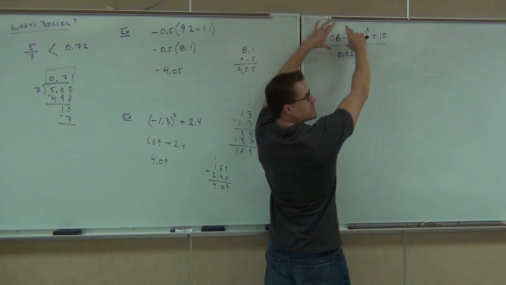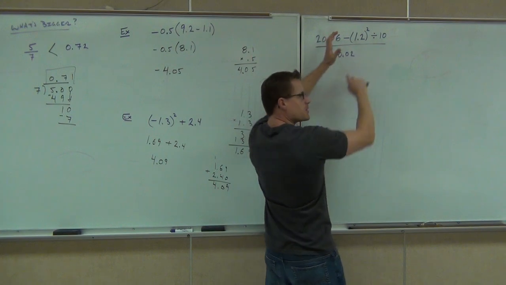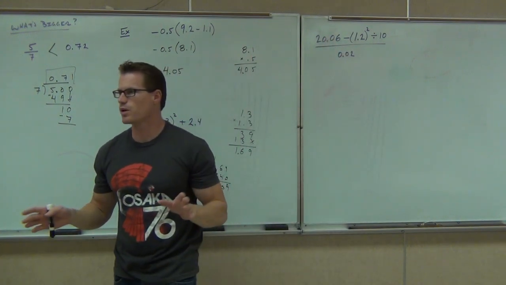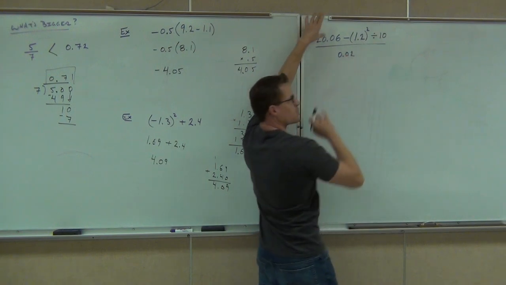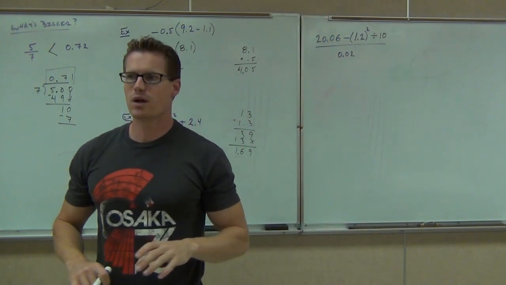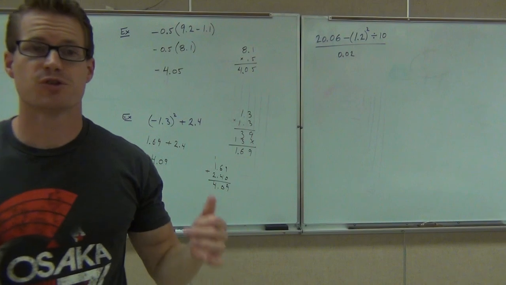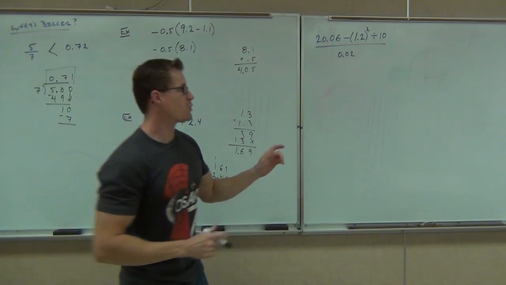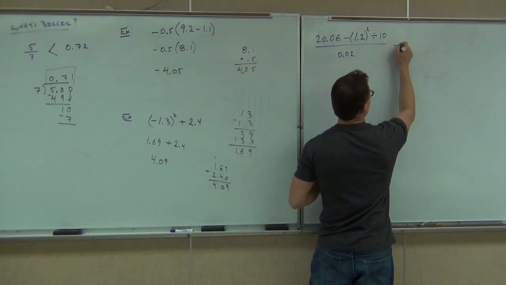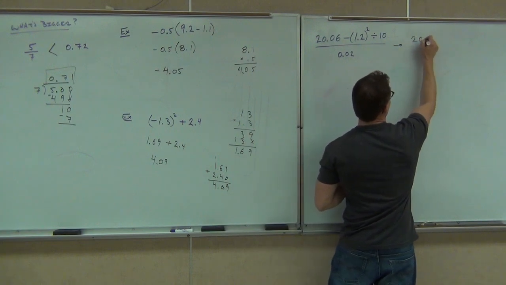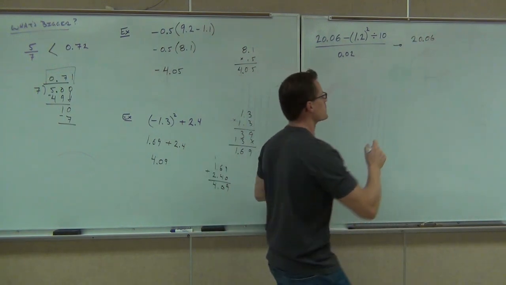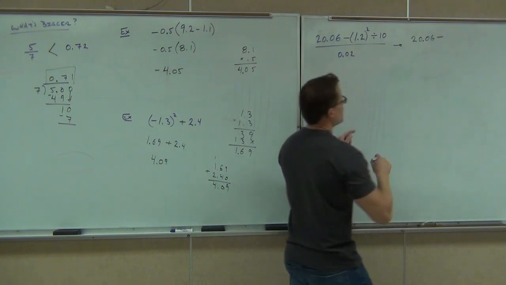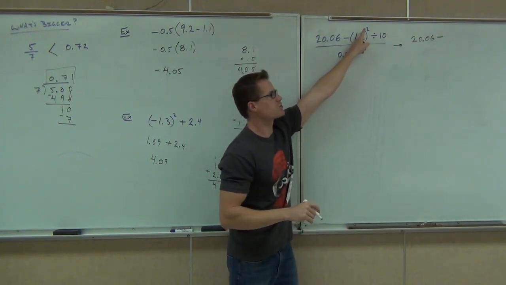Now for us, that means we're going to have to do our numerator first. Denominator is pretty much already done for us. It's down to one number. So when we do our numerator, we do have parentheses, but it's just holding in a number. If I take 1.2 to the second power, that's my first order operation. That's our exponent. So what we're going to do is rewrite this as 20.06. I'm not going to touch that yet. Minus, I'm going to do this problem, 1.2 squared, off to the side.